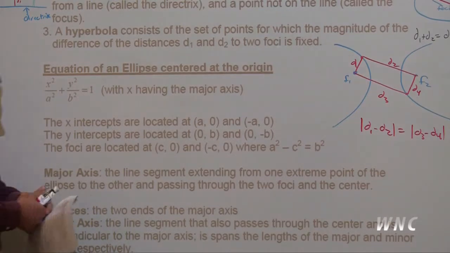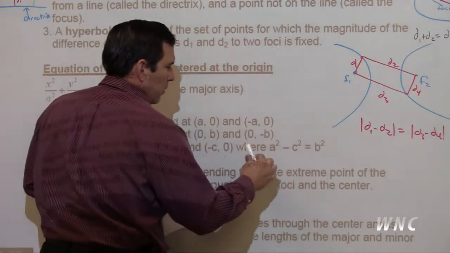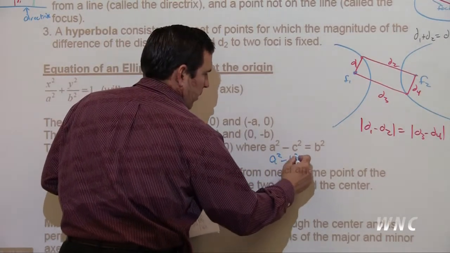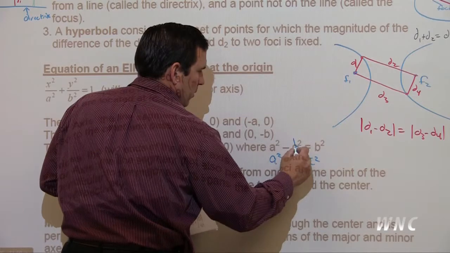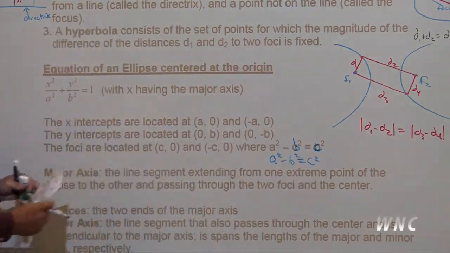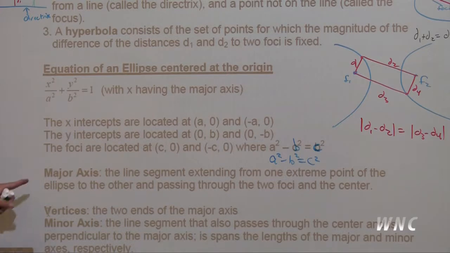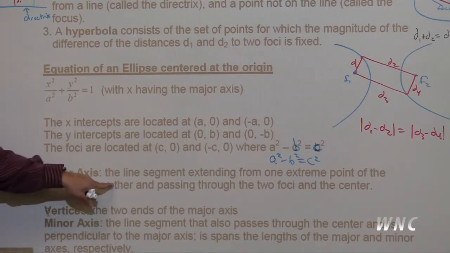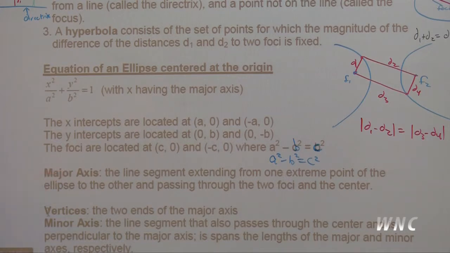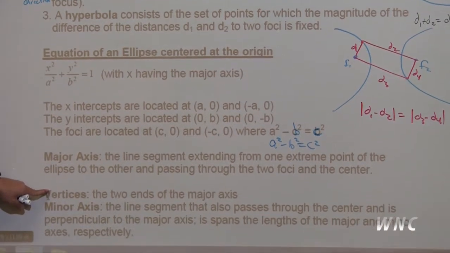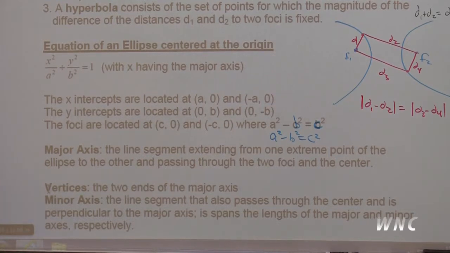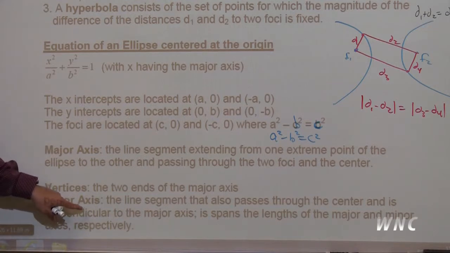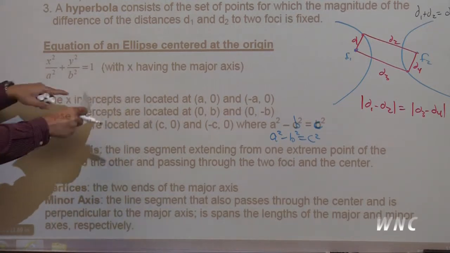And actually, there's a typo there. That should be a squared minus b squared equals c squared. So the major axis is the line segment extending from one extreme point of the ellipse to the other and passing through the two foci. So the major axis goes through the two foci, or you can say the foci are on the major axis. Vertices are the two endpoints of the major axis. And the minor axis is the line segment that also passes through the center and is perpendicular to the major axis. So the major axis is the longer one, minor axis is the shorter one.